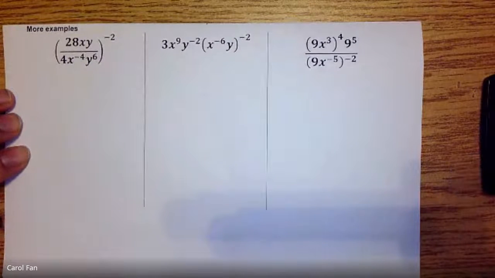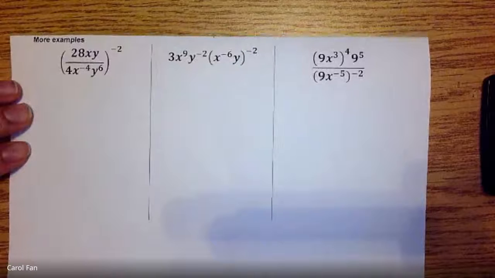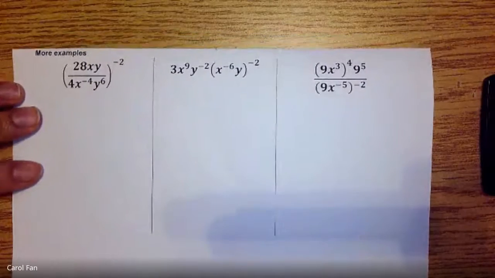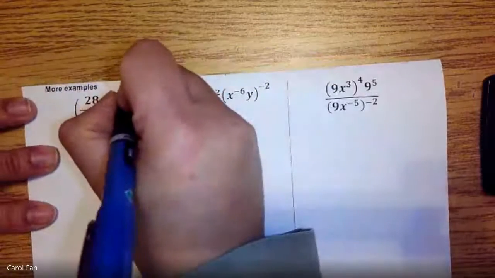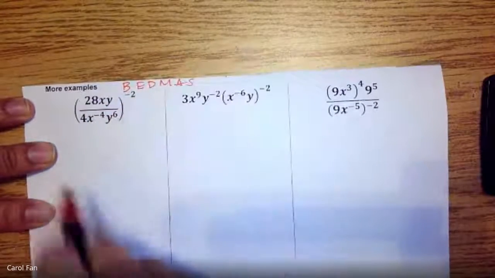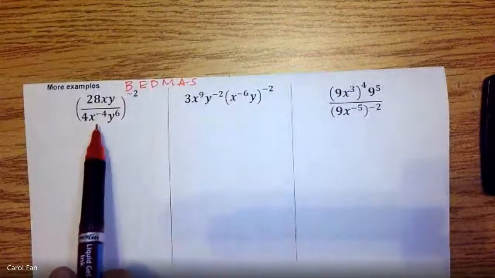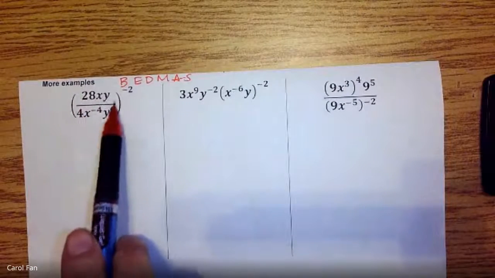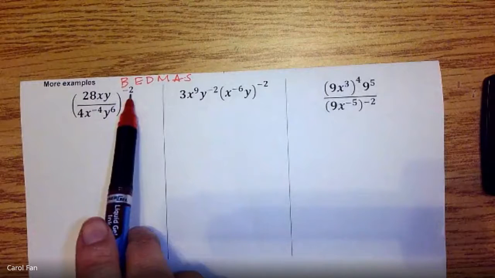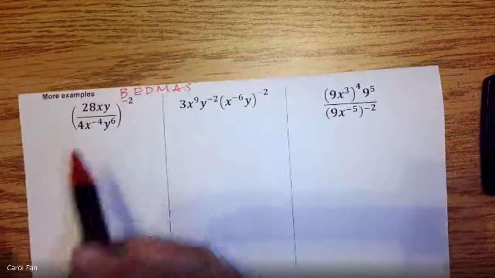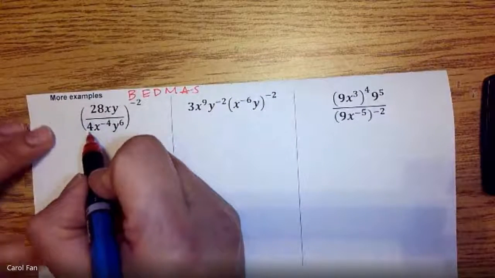Great, here are a few more examples of exponent rules all combined together. So we need to remember our order of operations. We have to follow our acronym BEDMAS. Do the brackets first. Whenever we have brackets like this one, I need to simplify the bracket before I can apply my exponent.